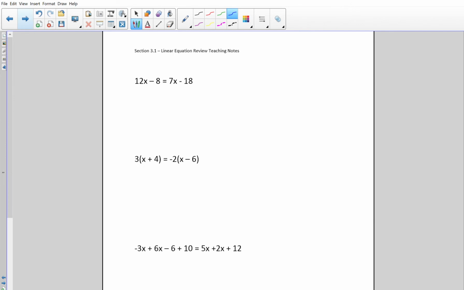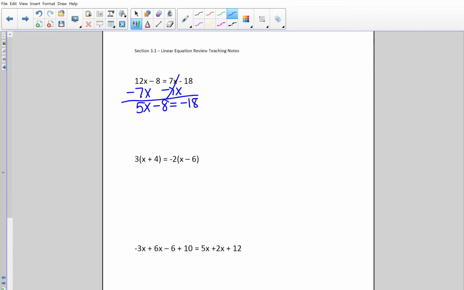Okay, so here's another one with two variables, or variables on each side. So we want to make sure, again, that we're moving one of the variables first. And you could move the 12x or the 7x, but I like to move the smaller. So I'm going to go ahead and move that 7x by subtracting it on both sides. So 12 minus 7 is going to give me 5x minus 8 is equal to negative 18.